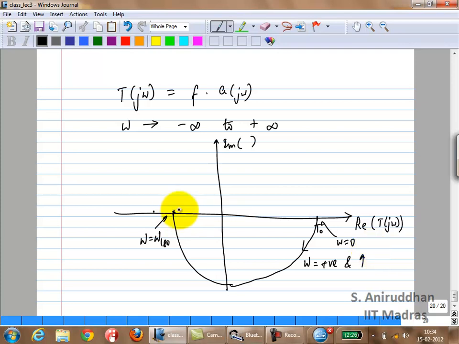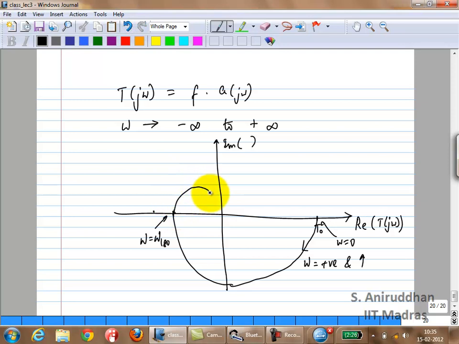What happens after that? It's going to move into the second quadrant now, because phase goes even lower than minus 180, so it moves into the second quadrant, and amplitude is still decreasing, right? Okay, that is not drawn well.